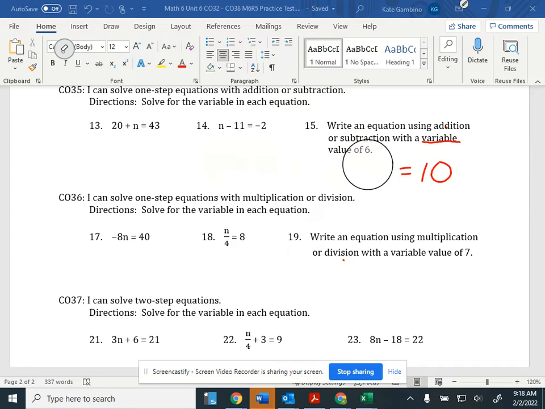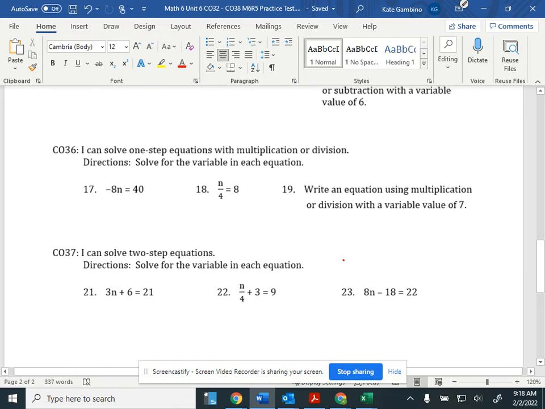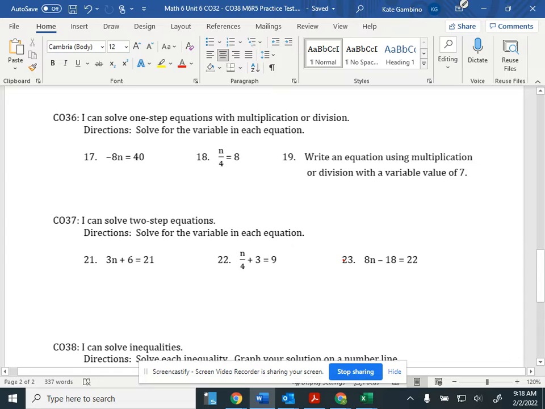So just do your equation and then erase the value that you were supposed to use and put your X. So I can solve one-step equations with multiplication or division. We're doing the same thing we were doing with adding or subtracting. We just have different operations. So again, we're looking for that inverse. We're looking for the opposite. If we're multiplying, then we divide. If we're dividing, then we multiply.